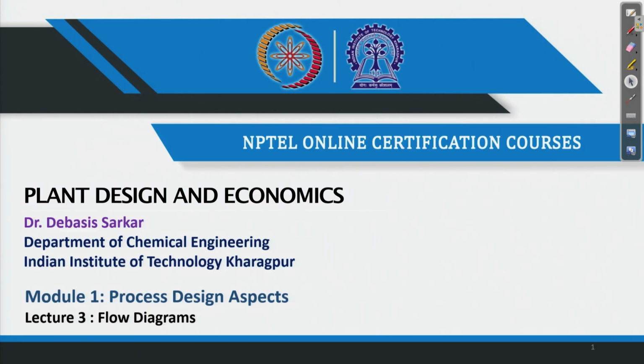Welcome to lecture 3 of plant design and economics. They say to describe a process, you put a picture. A picture is worth 1,000 words. So, in today's lecture we will see how we can pictorially represent a chemical process.